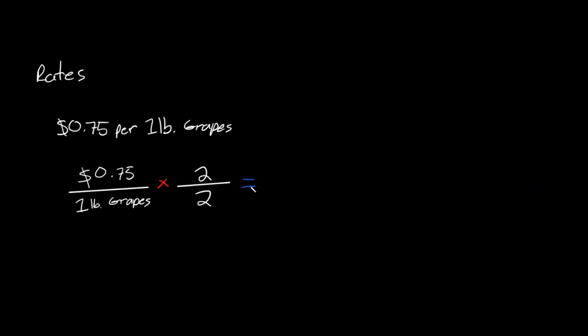So this will be 1 pound of grapes times 2, which is just 2 pounds of grapes. And then 0.75 times 2 will be 1.5, but let's go ahead and do that multiplication just to make sure it checks out.